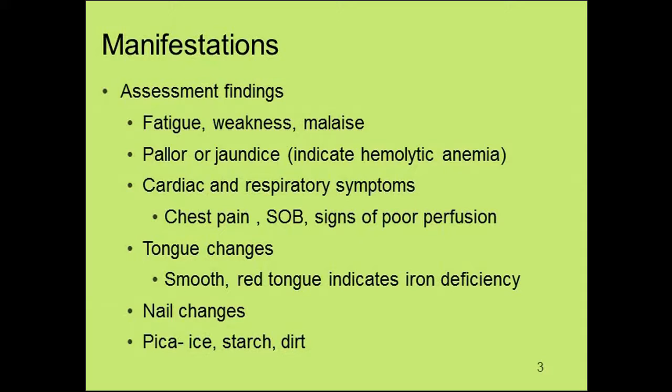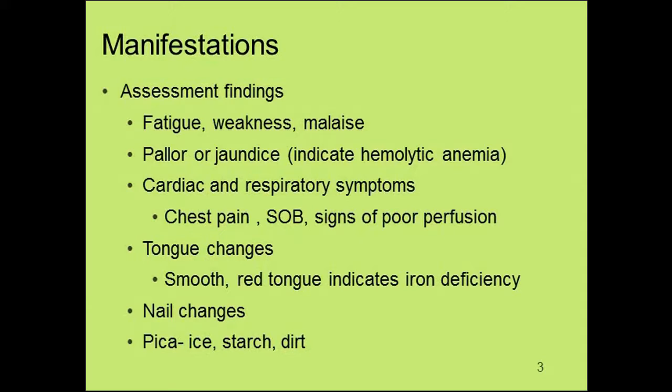Some important things to remember here are the things that influence the development of symptoms. How symptomatic your patient is going to be depends on four things, really. How fast did the anemia develop? The faster it develops, the more severe your symptoms are going to be, because the body does not have time to compensate.